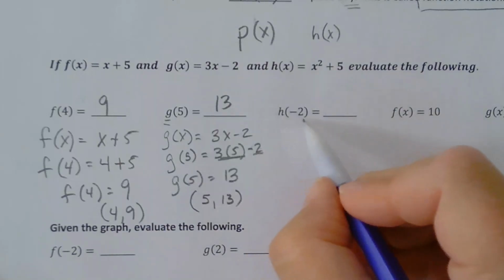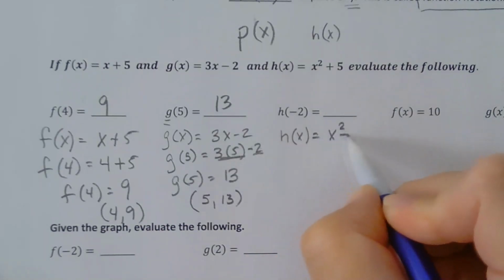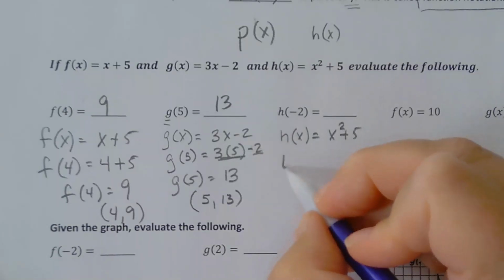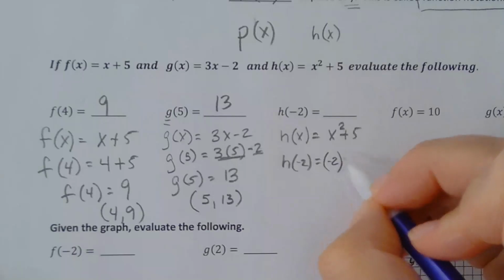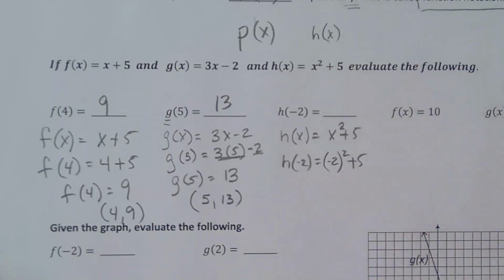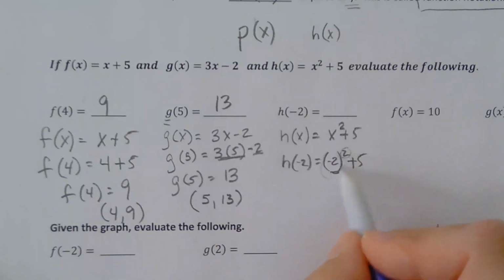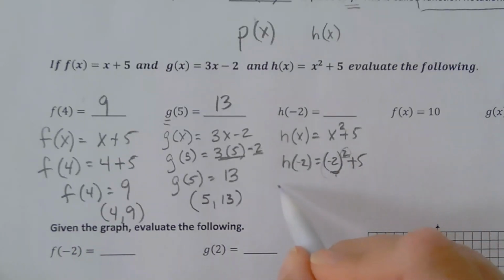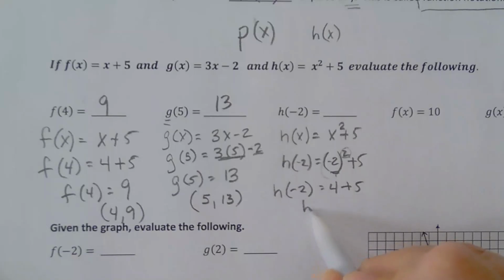So let's try h of negative 2. So the h function is x squared plus 5. So I'm going to put negative 2 in for x. This is one we have to be careful about. When we have negative 2 and we square it, if we put that in our calculator, we have to put the negative 2 in parentheses and the square on the outside. So h of negative 2 equals 4 plus 5, which is 9.